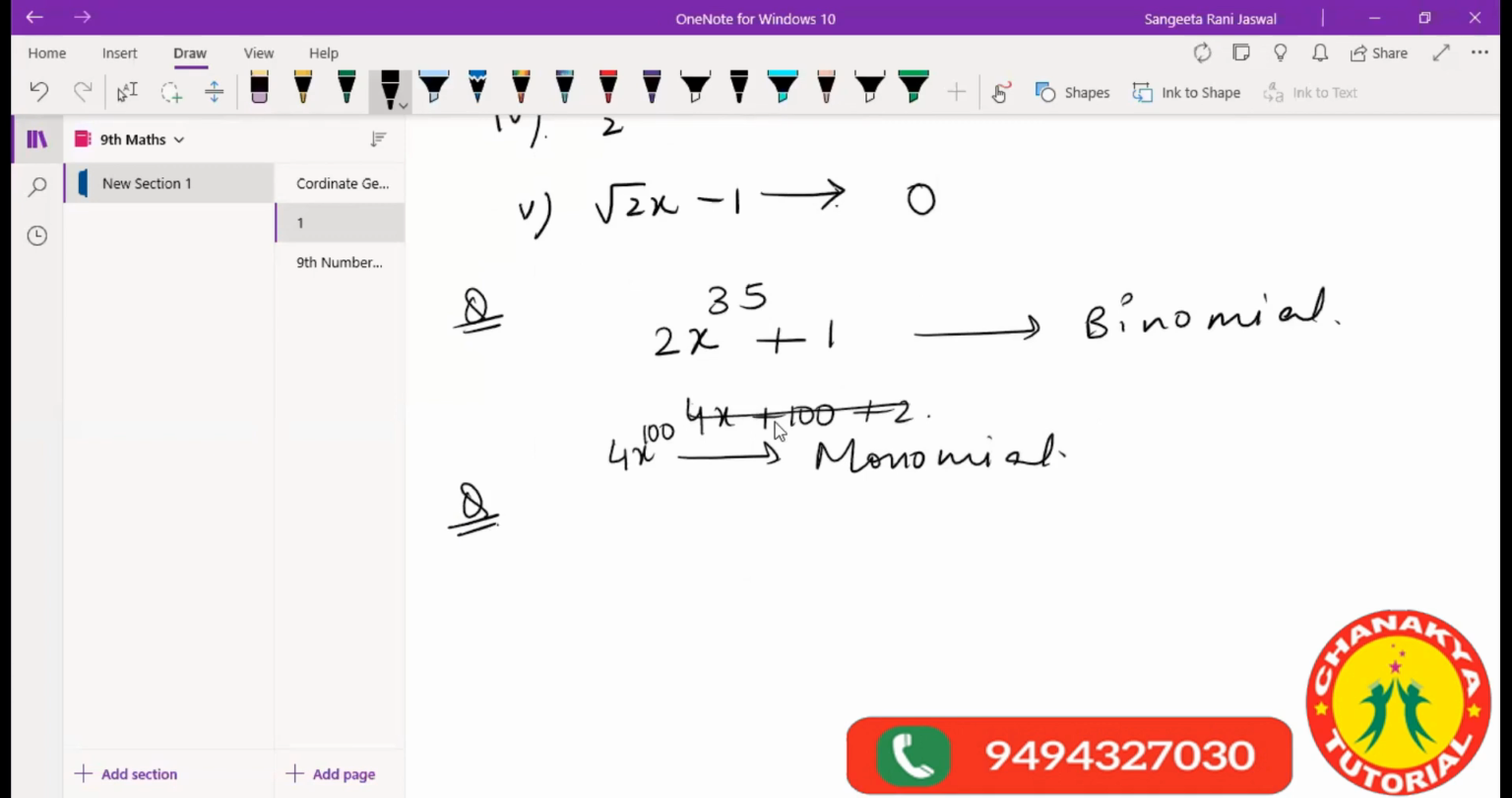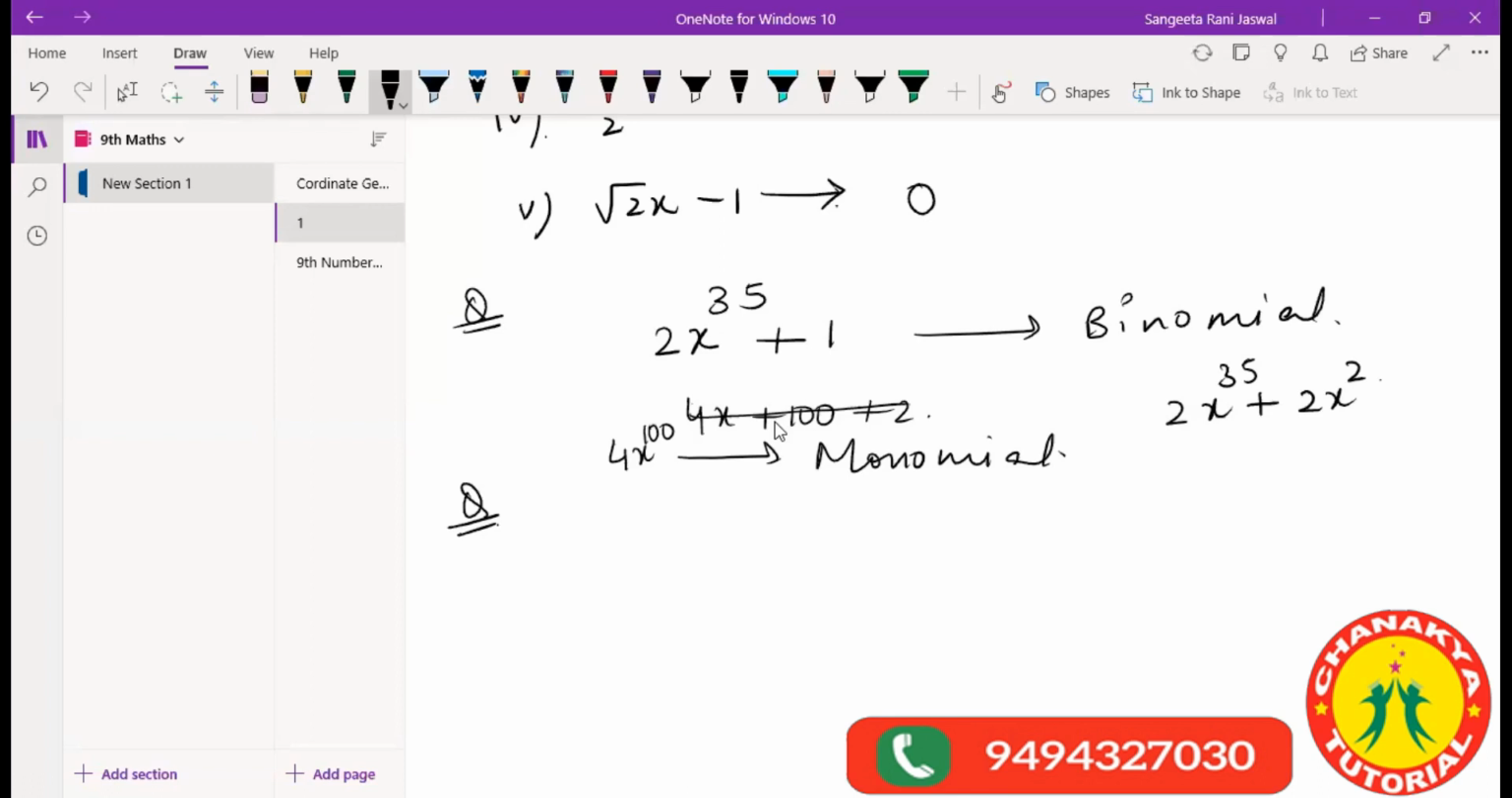Ma'am, can we write 2x power 35 plus 2y power 2? You can do 2x raised to power 35, but keep it in one variable, no? Yes, power 2 is fine, that works. Here it says with degree 35, okay?